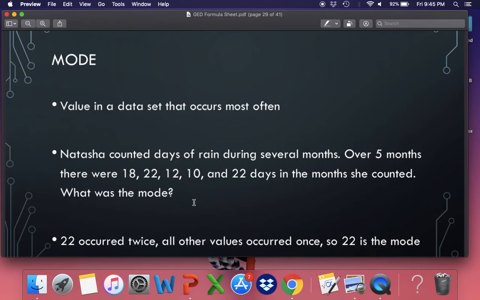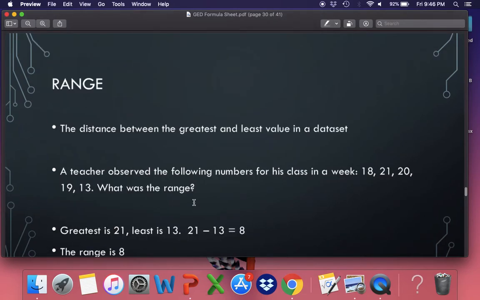Now, there may be occasions where if she counted 6 months, and the next month there may have been 12 days out of that month, so there would be 2 modes, 22 and 12. Sometimes there's not a mode. Sometimes everything only occurs once, so there's not a mode.